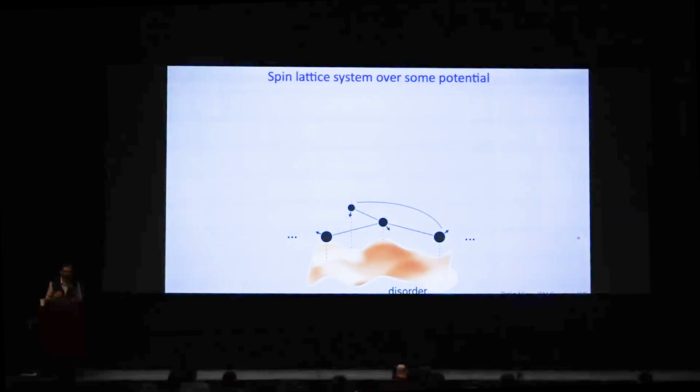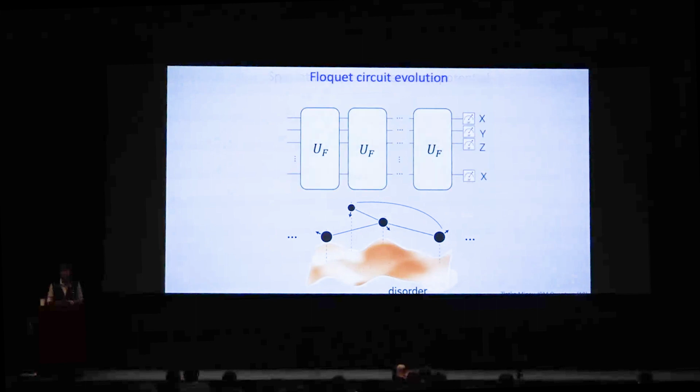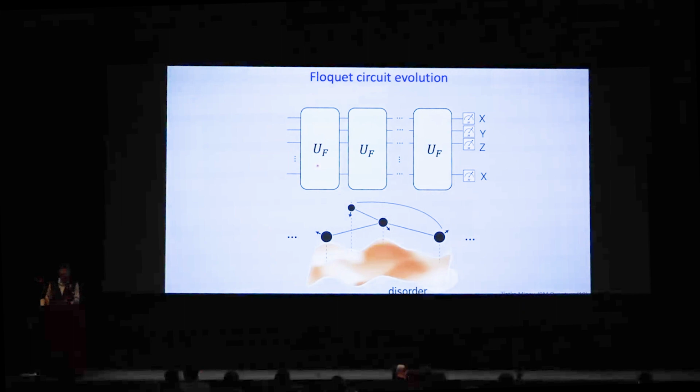Okay, let's get a little more concrete. What is the spin lattice we'd like to study? So imagine some interacting spins with some disorder. Each little circle here represents a spin. The time evolution of this model will be based on a Floquet evolution. So time is discrete, and in each time step, we apply some global unitary U_F, and that will be our time propagator.